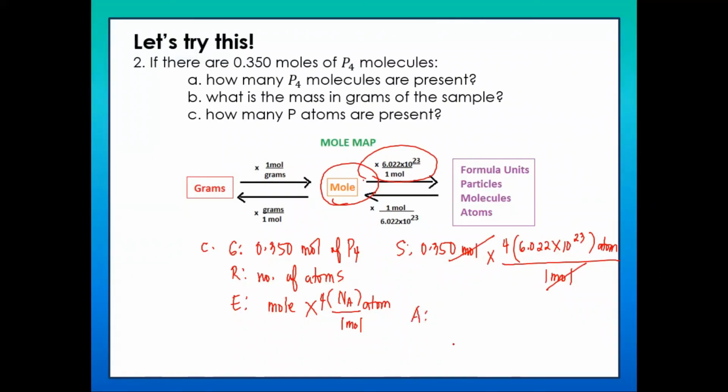So, using your calculator, this is how you will enter the values. Our answer is 8.43 times 10 raised to 23 atoms. So that's the number of atoms present in the given molecule for your phosphorus. So this is our final answer. And hopefully you follow the entire procedures on how we solve problems in relation to mole concept.